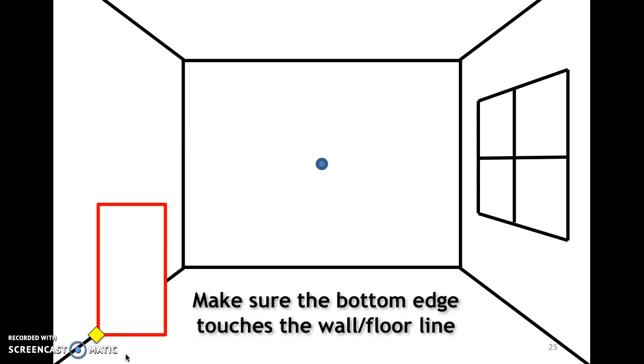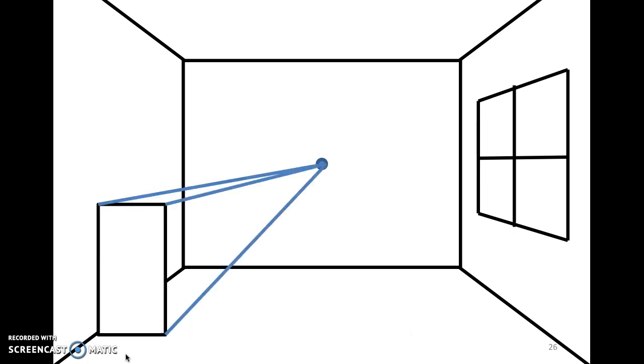Make sure that the bottom edge touches the wall and floor line so that it's in the right space. Then we're going to add converging lines going back to the vanishing point. You're going to have one line to the top of the rectangle, the side, and the bottom. Almost like we're making the same steps that you use to make a rectangle in one point perspective. This is the same application that we did in a previous unit.